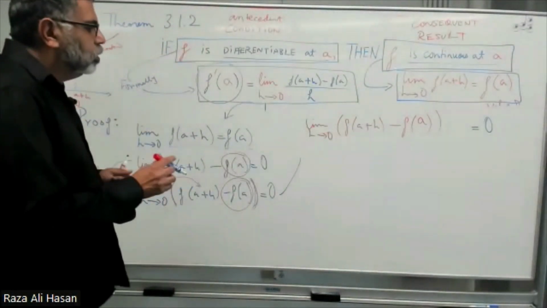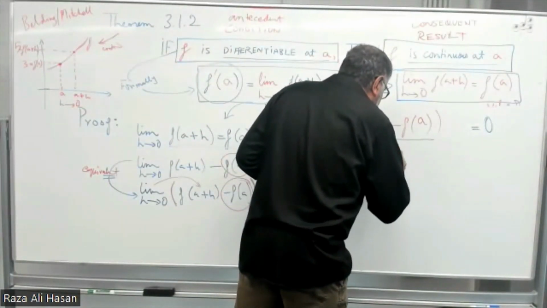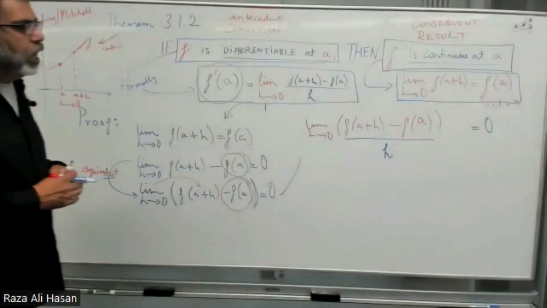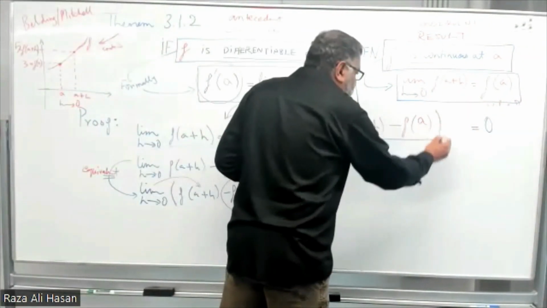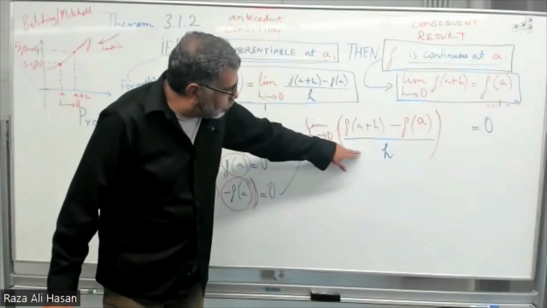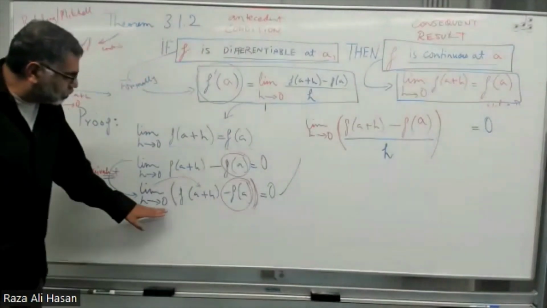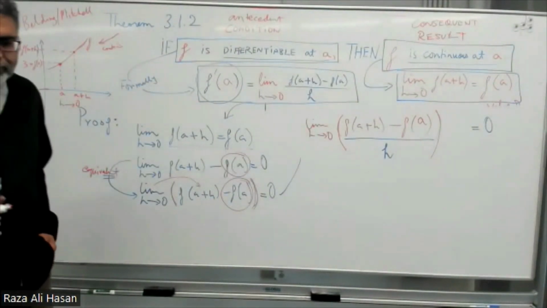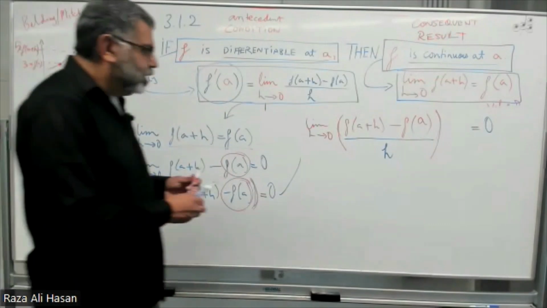Now I'm going to put an h here. Now what's happened? Now we are applying the limit to a numerator and a denominator. Is this what we have right now? Is it equal to this? It's a trick question. No, it's not. Very good.